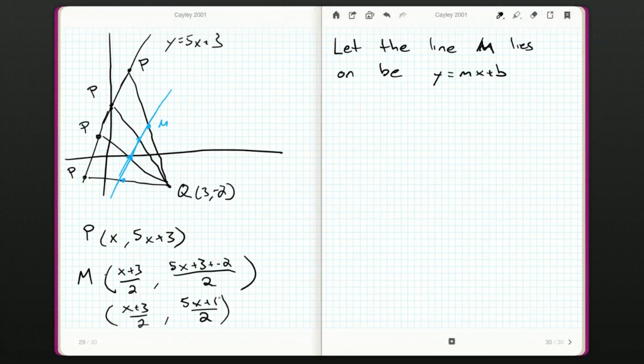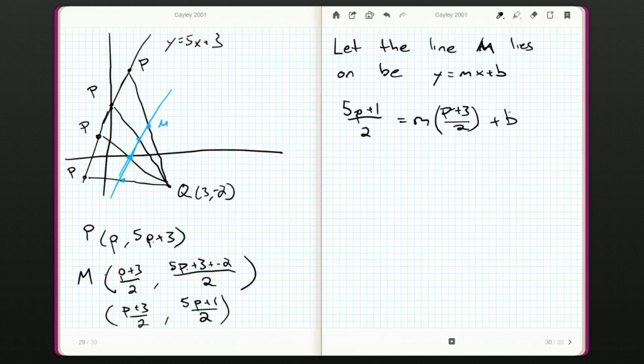Well, each point on M must satisfy this. So in fact, a smarter thing to do, just to make this a little clearer, might be to say a generic point P on the line looks like this. And so for each P, we'll have this midpoint here: (P plus 3) over 2, and then (5P plus 1) over 2. So we'll just clear this up a little bit. No matter what value of P I have, I will get a midpoint, and that midpoint should be on this line. So regardless of what value of P I use, I should have this equation satisfied.